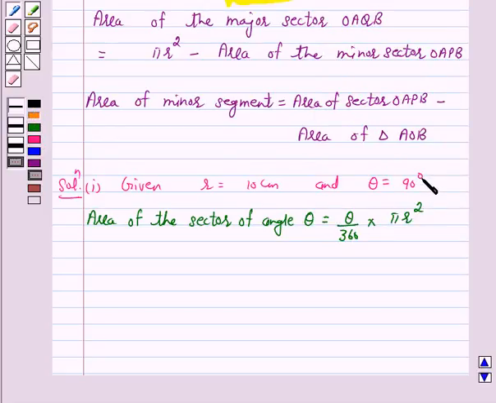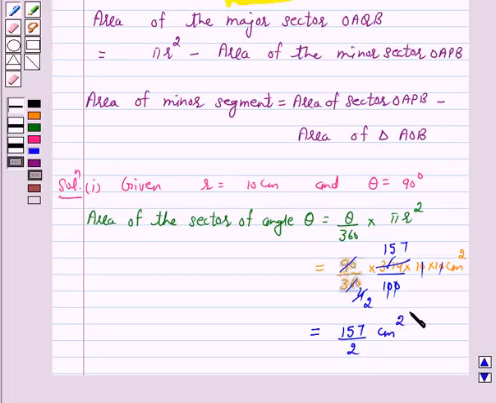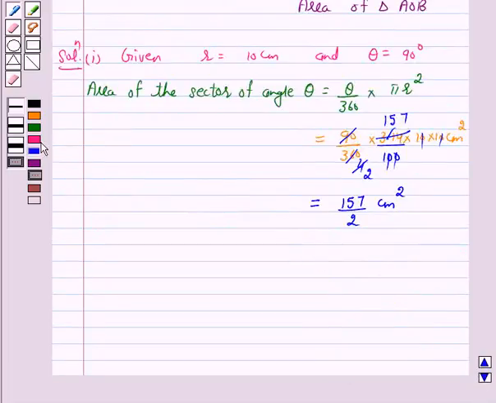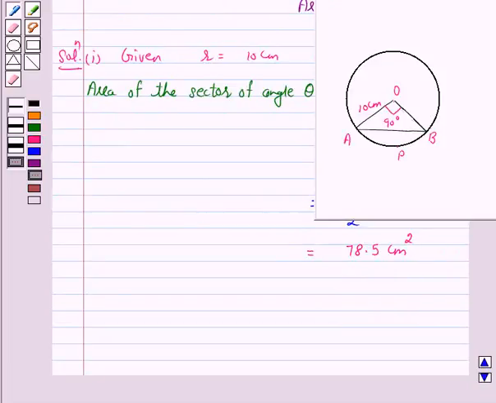Now theta is given to us 90 degree. So this is equal to 90 upon 360 into, take pi is equal to 3.14, into 10 into 10 centimeter square. So on cancellation we have 157 upon 2 centimeter square, or this is equal to 78.5 centimeter square.